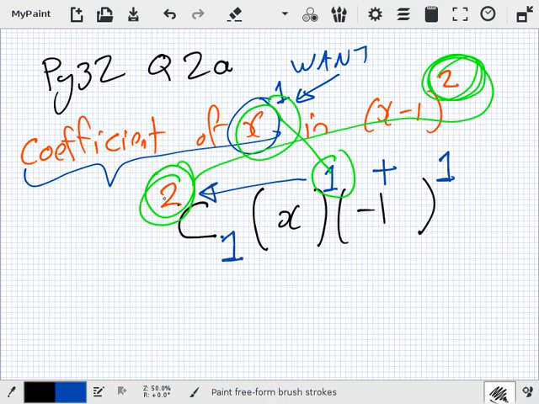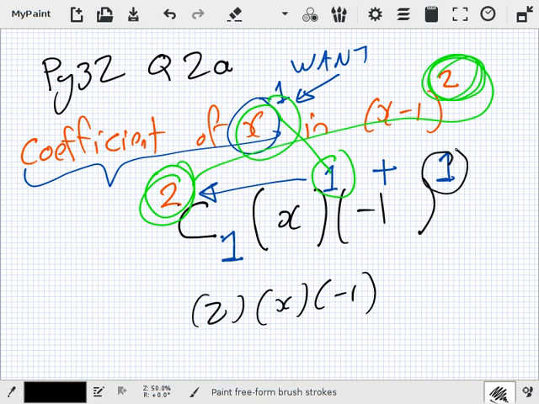So 2c1 is a 2, x power 1 is an x, and minus 1 power 1 is a minus 1. Why did you get 1 for the power of x? Yeah, this one here. The other thing is, these powers always add up to make what this power is. So if this was a 9 and this was a 10, then that guy would have to be a 1. This is called the binomial theorem.